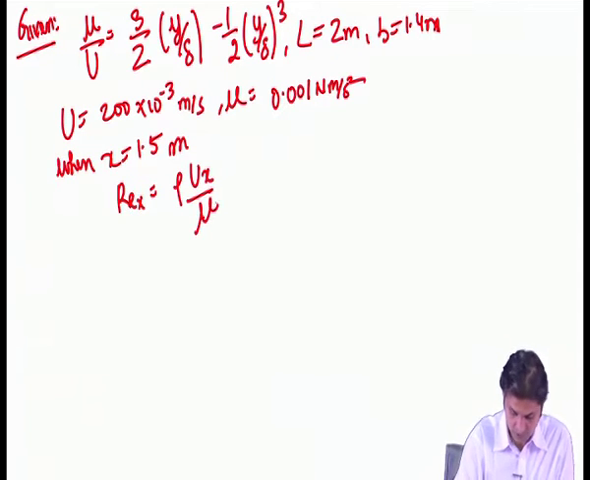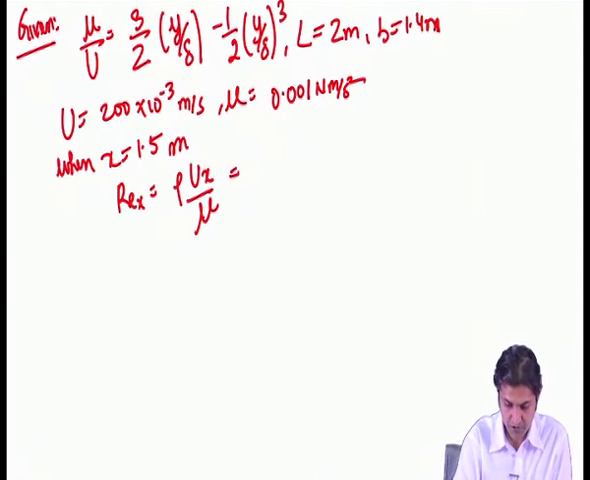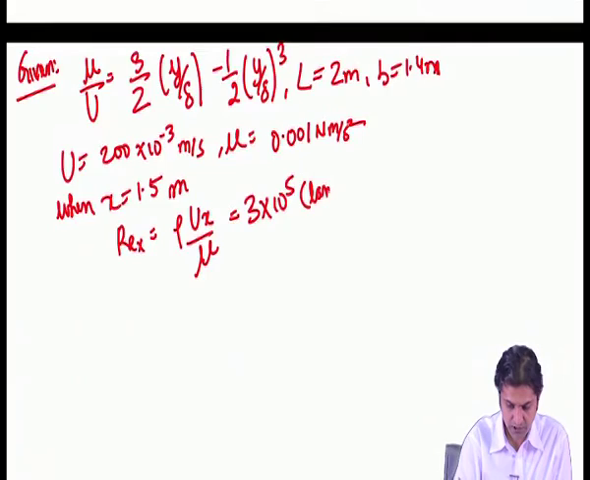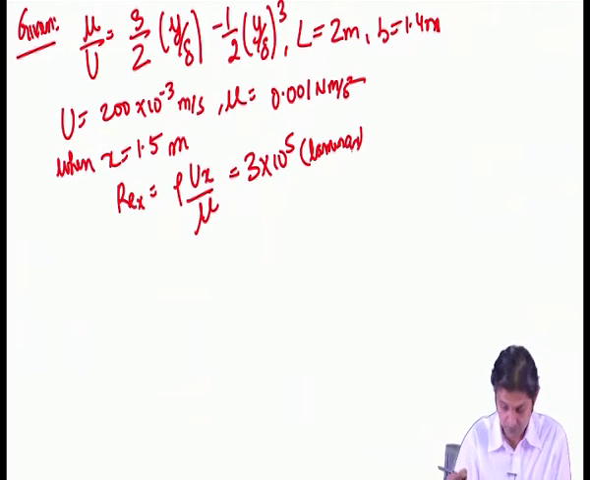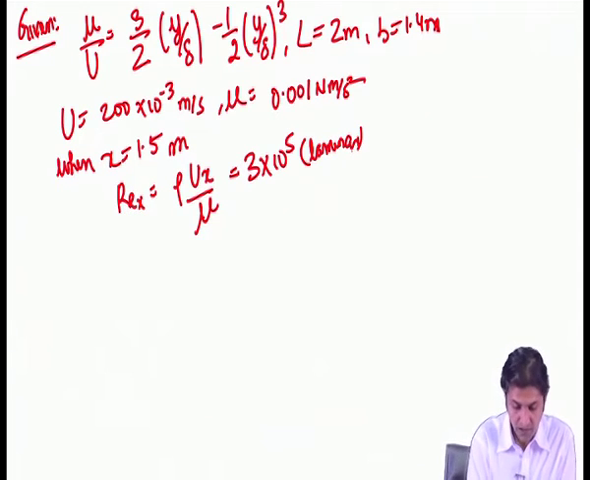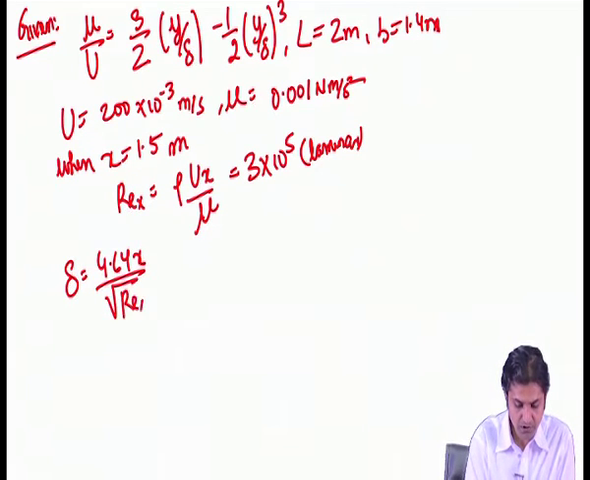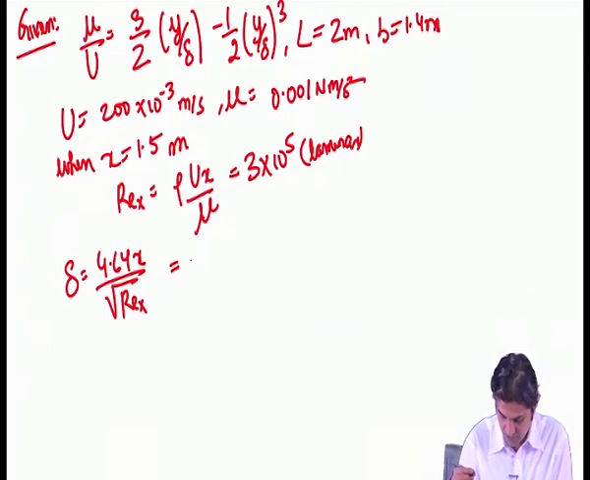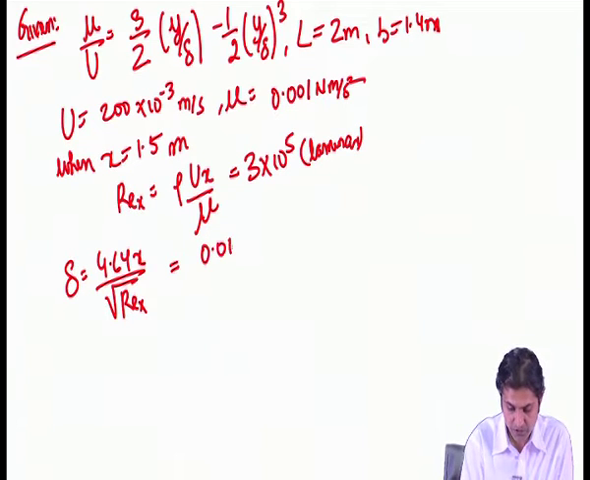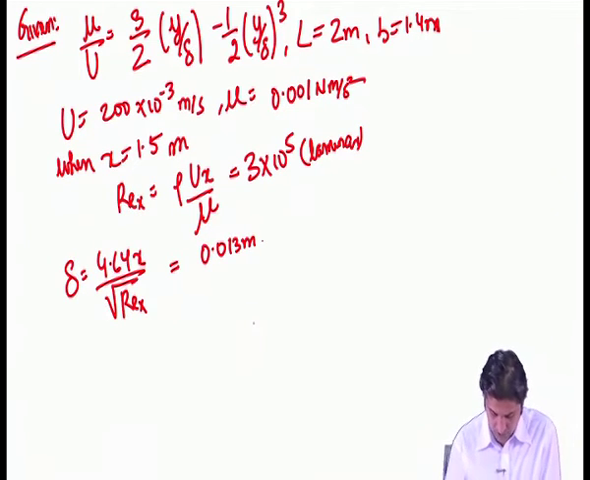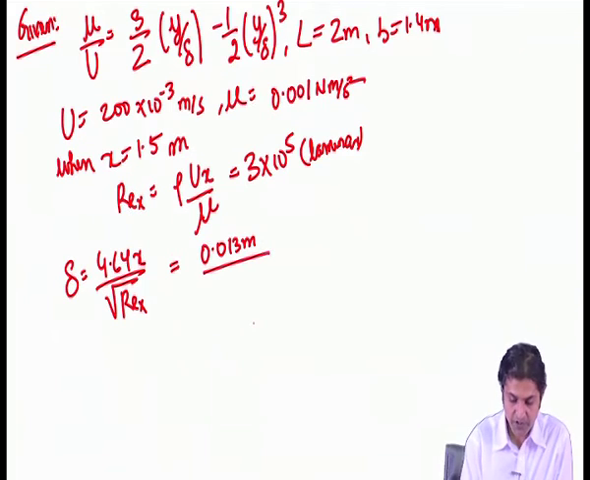Okay. All right. So, after you substitute all these values, it will come 3 into 10 to the power 5. So, basically it is laminar, okay. And for the laminar boundary layer, delta we know is 4.64x divided by under root Re at x, and after substituting x and Re, what we get is 0.013 meter. All right. So, this is the boundary layer thickness.